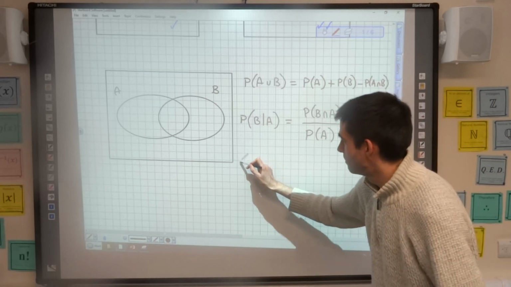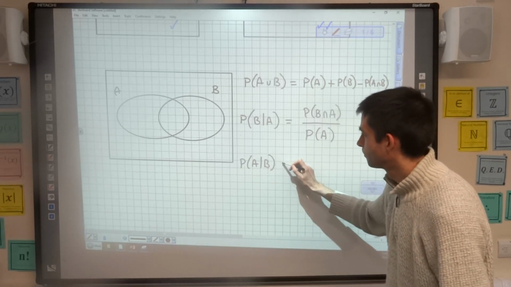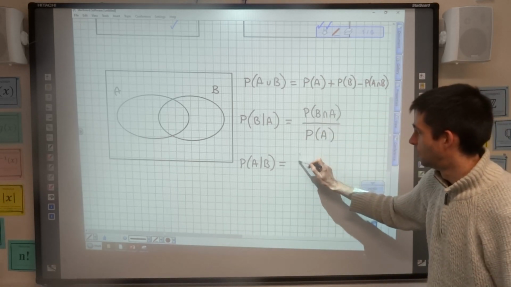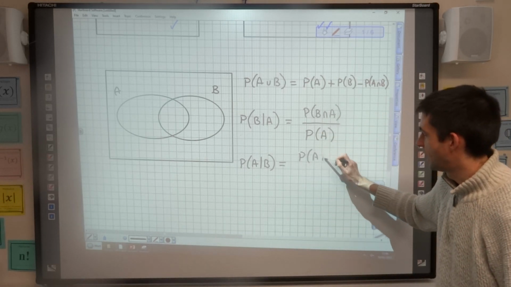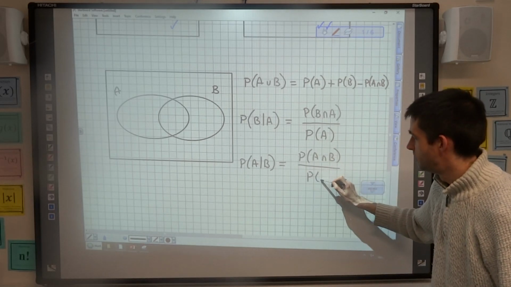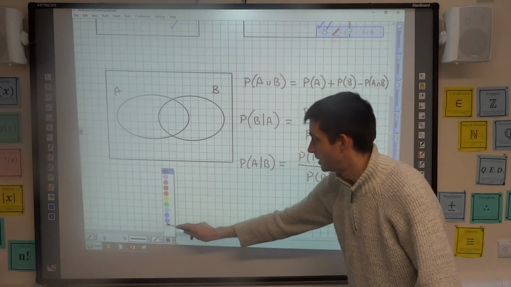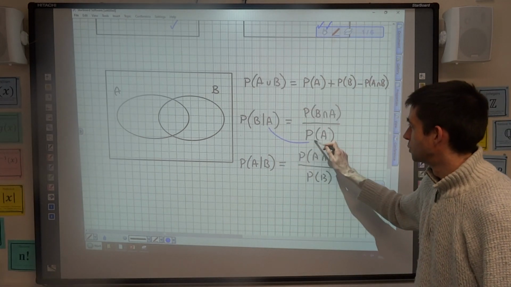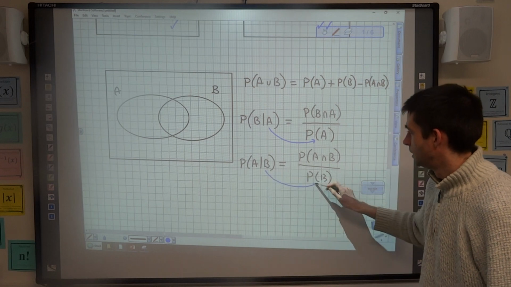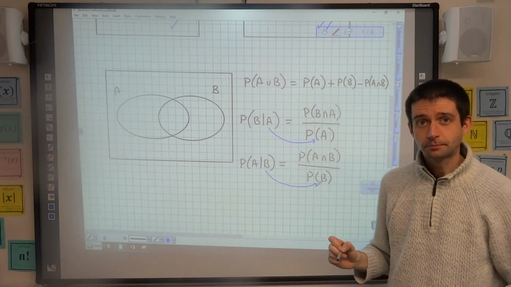What I mean by that is, if you wanted to work out the probability of A given B, all that would happen with this formula is, it would be the probability of A intersects B on the numerator, and the probability of B on the denominator. So the given that bit is always what ends up on the denominator. That's what the probability is going to be out of.